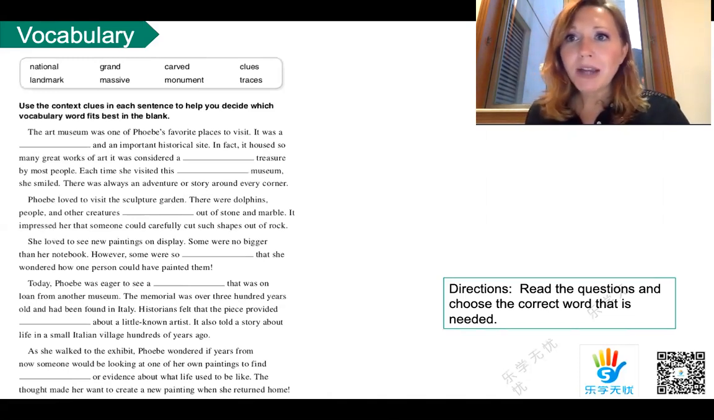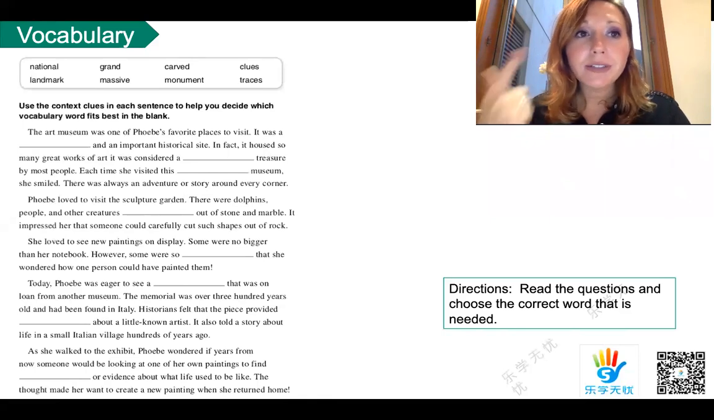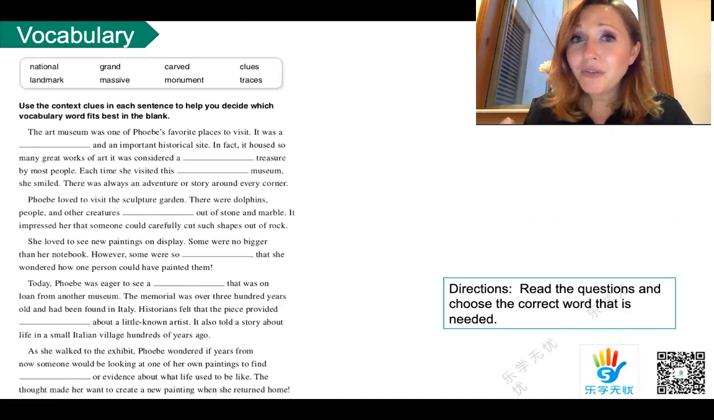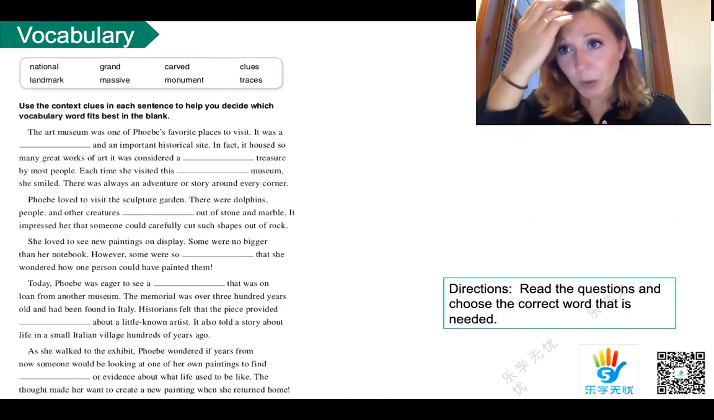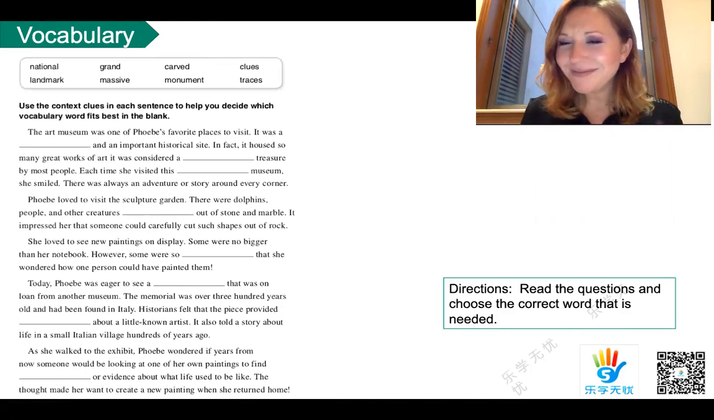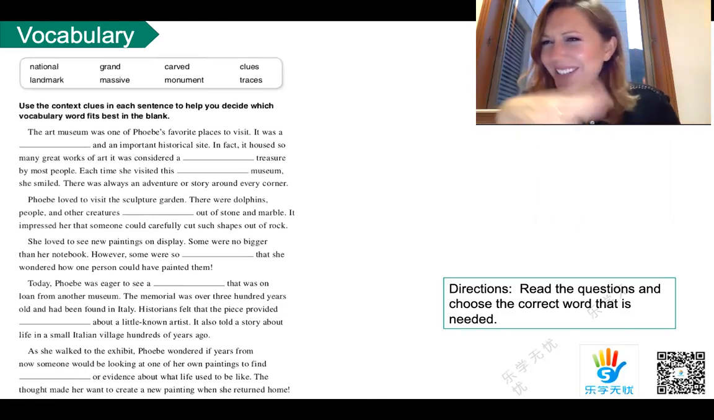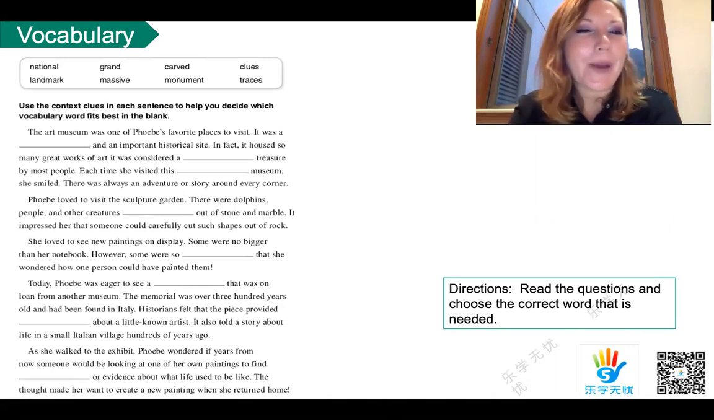So just as a reminder, here are the words. We have national, landmark, grand, massive, carved, monument, clues, and traces. All right, you ready? It's kind of like a little test, but don't be too worried. It's all right.